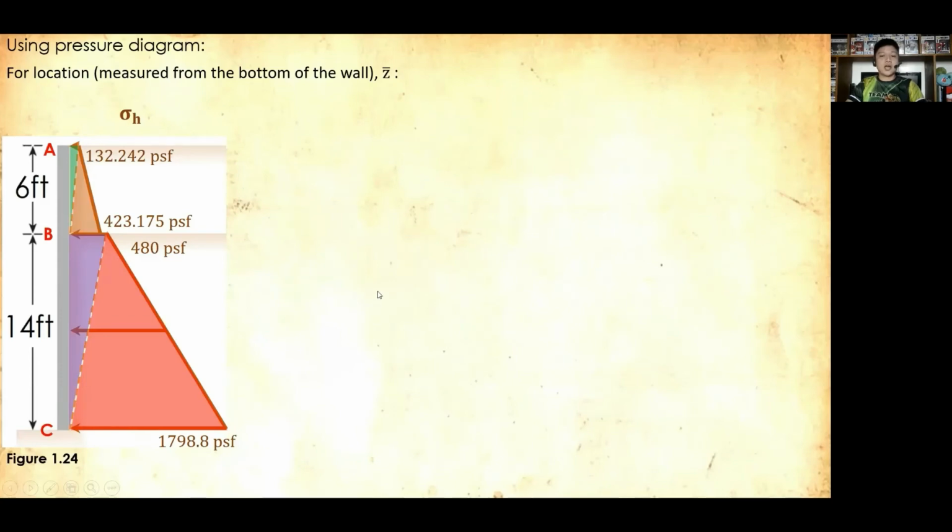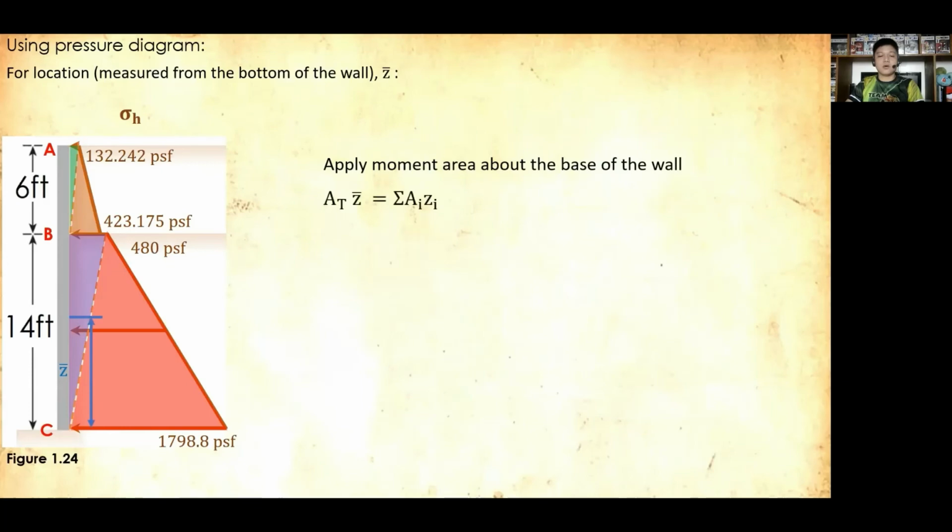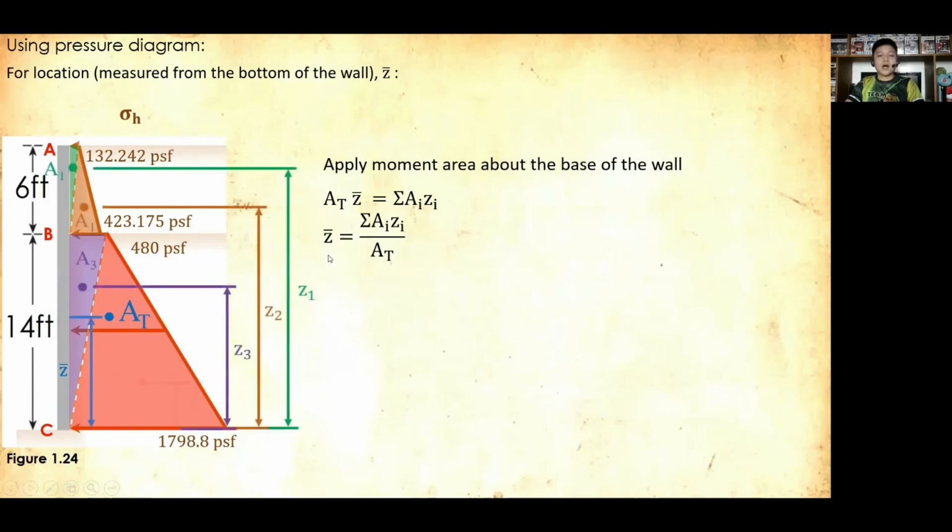So since we are done with PO, taking now the individual area and the total area, we can now derive the value of our Z bar. And take note that for our Z bar, we need to apply the moment area about the base of the wall. So A_T Z bar is equal to the summation of the individual product of A_i Z_i. Rearranging now, the Z bar is equal to the summation of A_i Z_i all over our total area. Again, our total area represented with A_T and with our different moment areas.